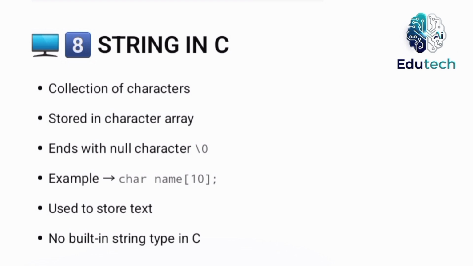For example, char name[10] can store a string of up to 9 characters along with a null character. Strings can be read using scanf or gets functions and displayed using printf or puts. The null character is important because it indicates the end of the string.